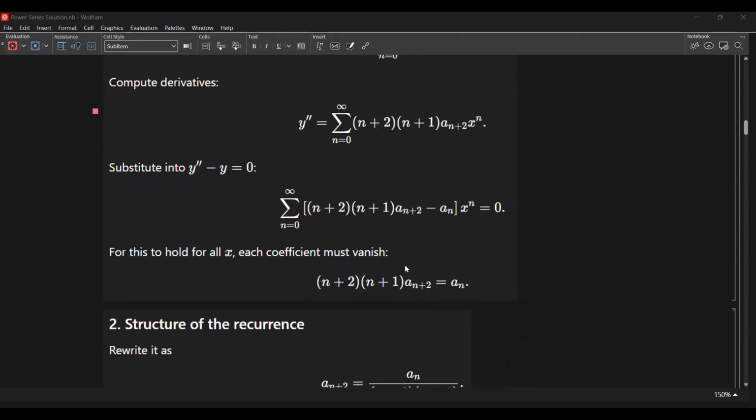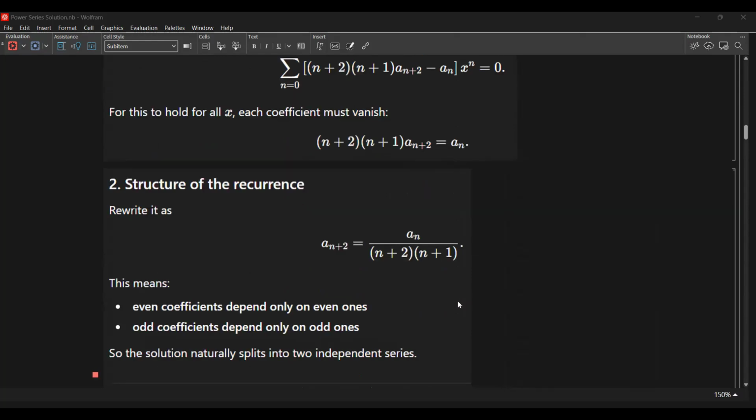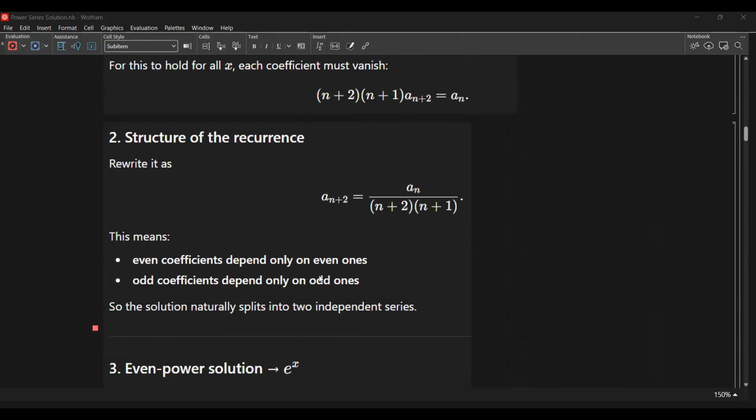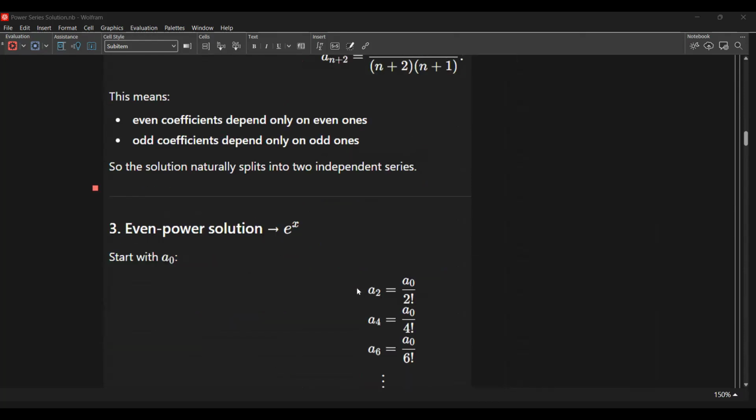Then let's substitute here, and we have the recurrence formula, c sub n plus 2 equal to c sub n all over n plus 2 times n plus 1. This means even coefficients depend only on even ones, and odd coefficients depend only on odd ones. So the solution naturally splits into two independent series.